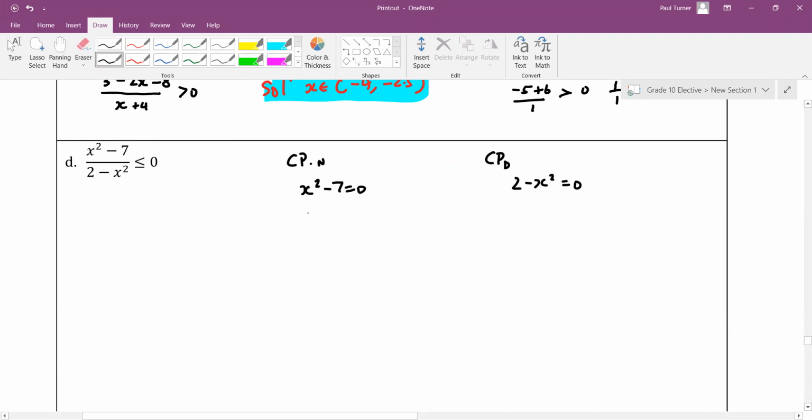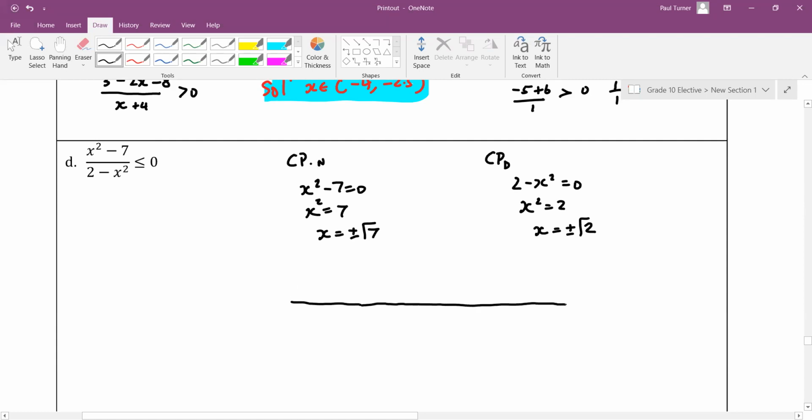So x squared is 7. So x could be plus or minus root 7. Don't forget, when you square root, you can have two solutions to that. And this one, x squared equals 2. So x would be plus or minus root 2. So now you've got 4 critical points because of the shape of this graph, because it's got quadratics in it, that's why. So I might go to the Desmos and show you why in a minute, but we don't have a lot of time.